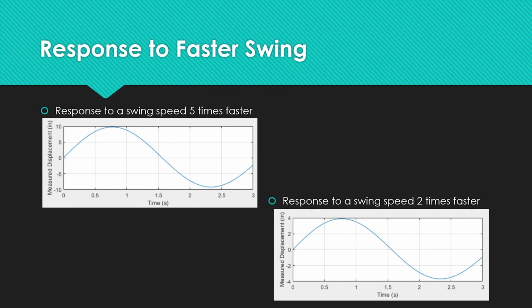This is the response of the transfer function to a swing speed that is 5 times faster than the original tested velocity, and to a response of a swing speed that is 2 times faster than the tested velocity. The response that is 5 times faster, the displacement of the shaft goes all the way up to 10 inches, while for the response that is 2 times faster, the displacement only goes up to 4 inches.